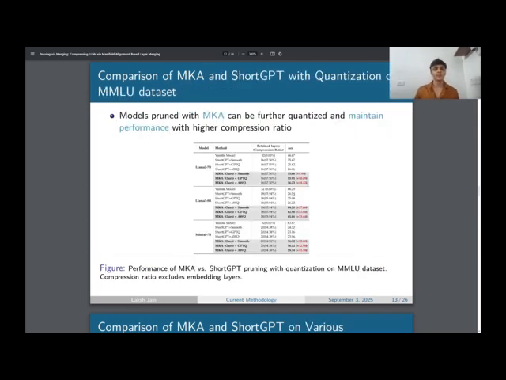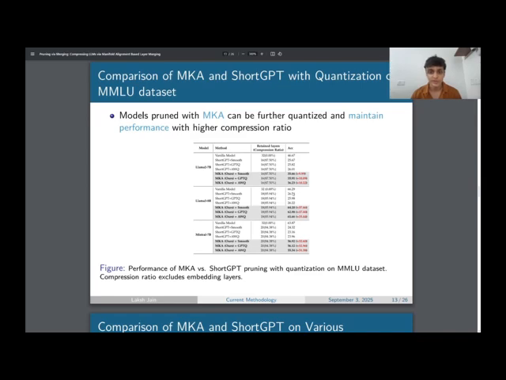And let's compare MKA with ShortGPT with quantization on the MMLU dataset. So what we can find is that models pruned with MKA can be further quantized and maintain performance with a higher compression ratio. So you can see we have comparisons for three different models: Llama 2, Llama 3, and Mistral. All of them are 7 to 8 billion parameters. You can see that we have vanilla models, we have ShortGPT with three types of quantizations, and also MKA with three types of quantizations.